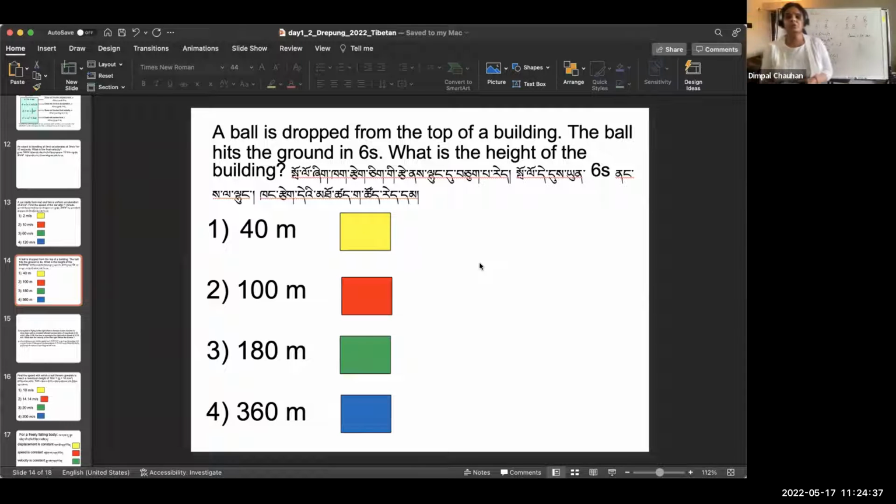A ball is dropped from the top of a building. You know how Oscar was dropping a ball yesterday, the same kind of question. And the ball hits the ground in 6 seconds. What is the height of that building from where he was standing?